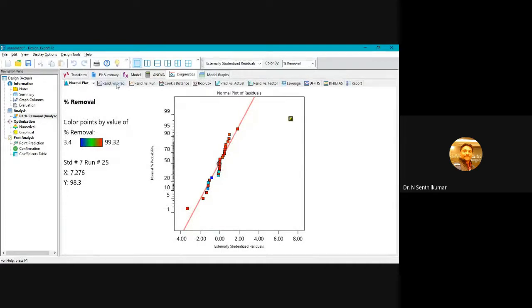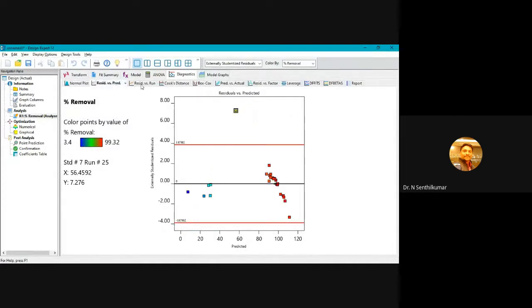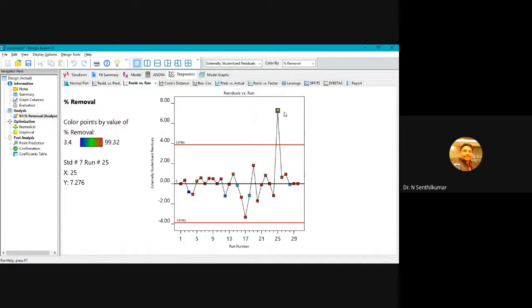Okay, then residual versus predicted, then residual versus run. You can see now, right? So this is what we will be speaking about. Run order 25, you can see. So that is out of control. Okay, but all the other things are within control. Only this is the extreme condition. So kindly rerun this experiment number 25 so that a perfect fit is possible with the equation. So this is our point of interest.